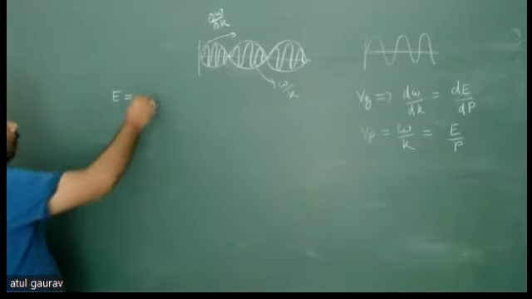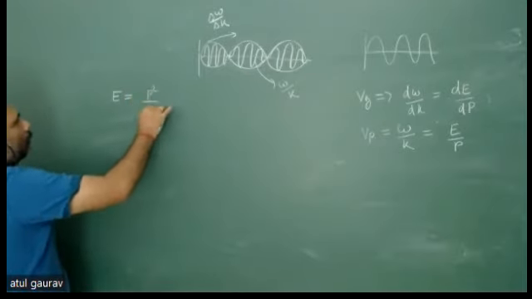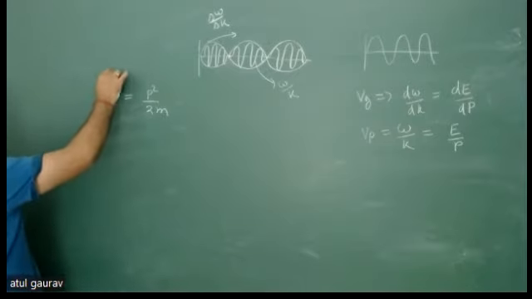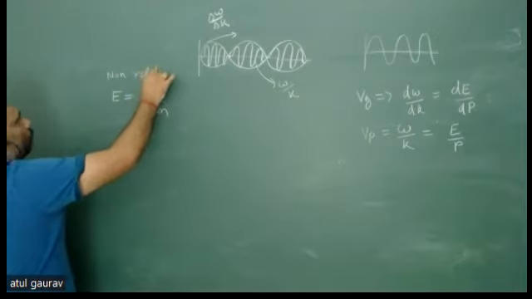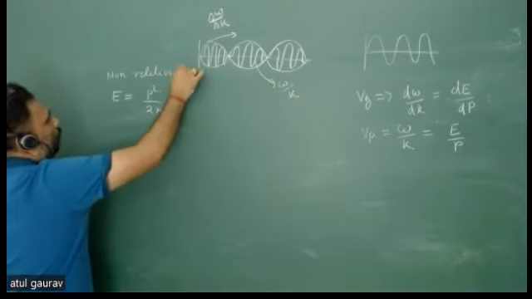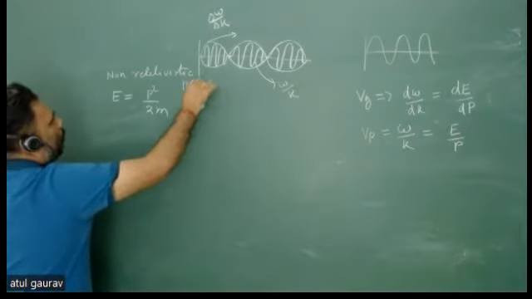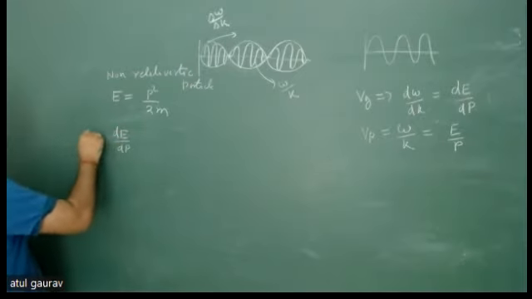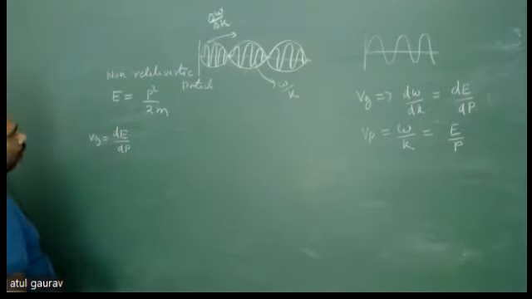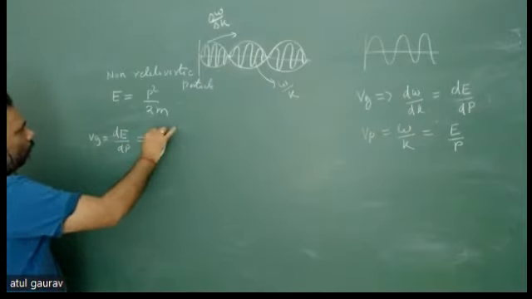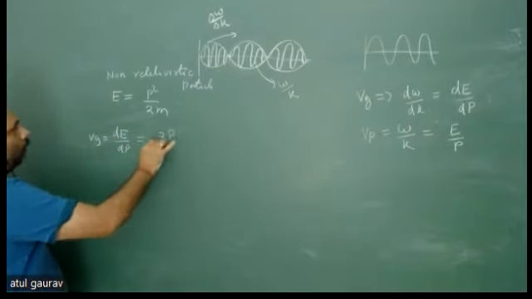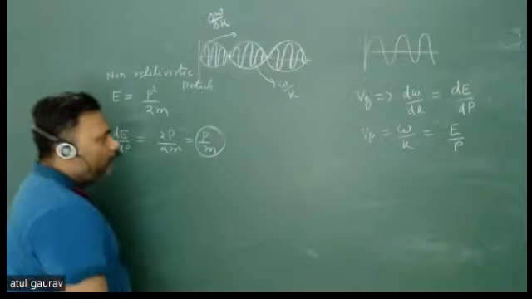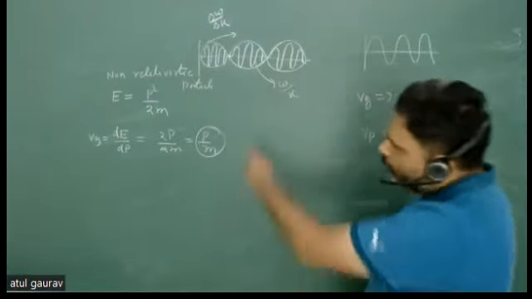So we write E equals P squared upon 2m, and this is for a non-relativistic particle. What will dE/dP be? This is the group velocity. Differentiate it: 2P upon 2m. What are you getting? P upon m. What is this particular value? What is P upon m?